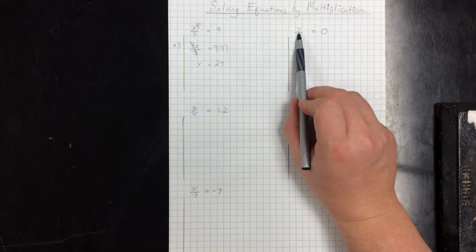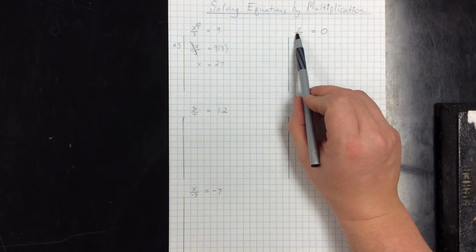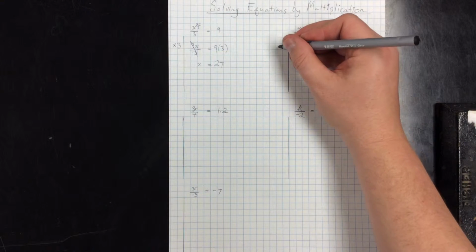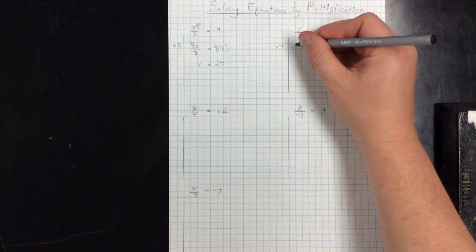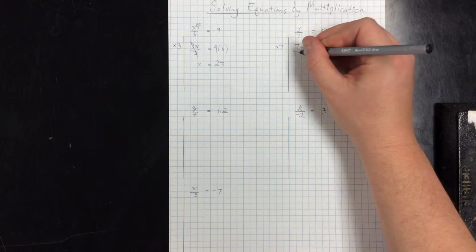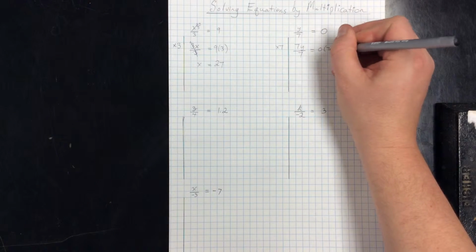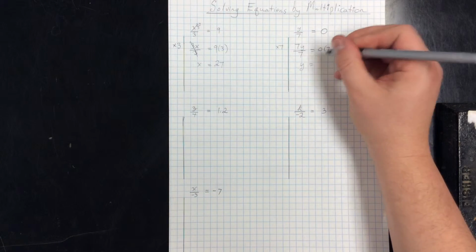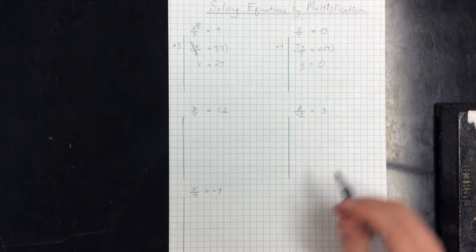So we have y divided by 7 is equal to 0. If I want to get rid of divided by 7, I need to multiply by 7. So I'm going to multiply both sides by 7. 7y divided by 7 is equal to 0 multiplied by 7. y is equal to, any number times 0 is just 0.